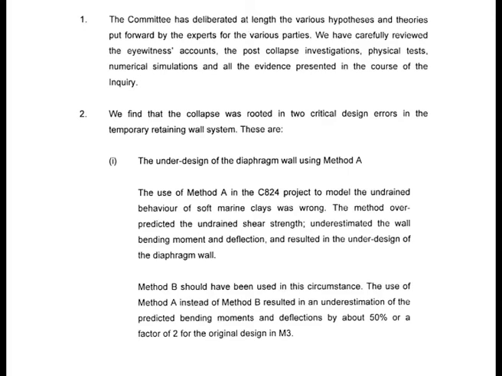Okay? So Method B should have been used in this circumstance, and the use of Method A instead of Method B resulted in an underestimation of the predicted bending moment and deflection by about 50%, or a factor of 2, for the original design of the M3 wall, which is the wall that collapsed.